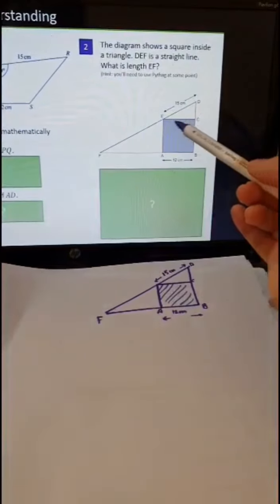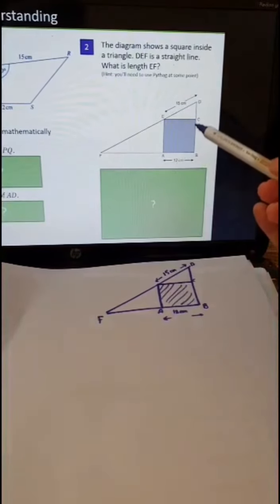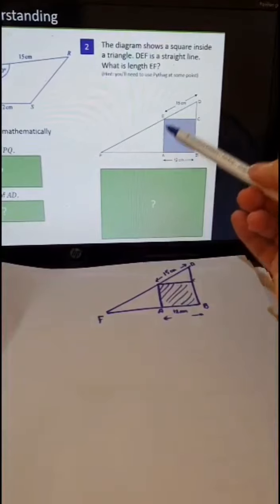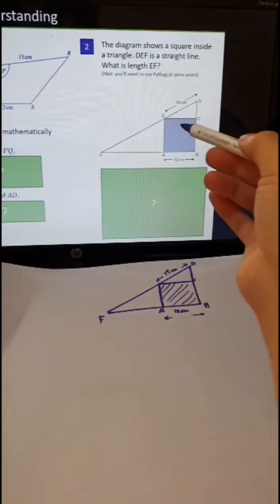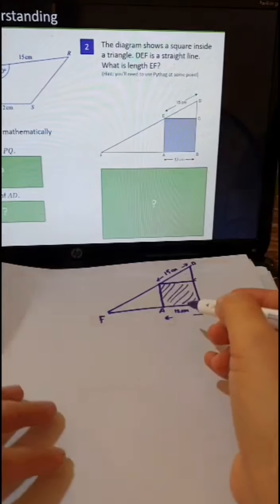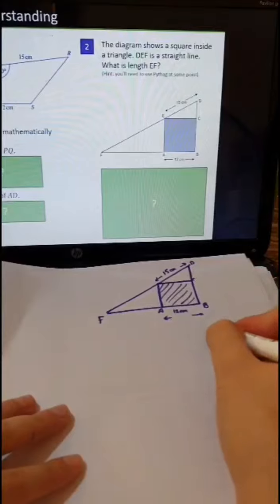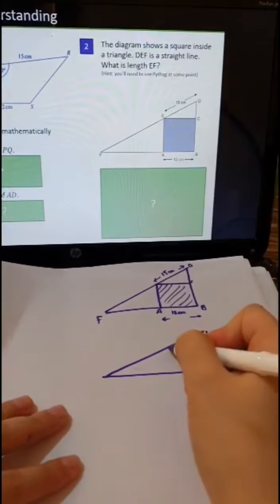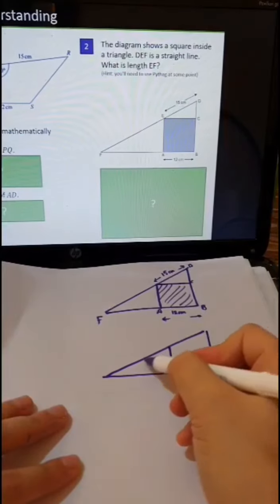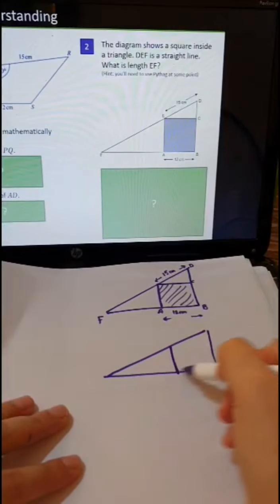Because they give me here that this is a square, I can say that this side is parallel to this side. We know that the opposite sides in a square should be parallel every time, and the measure of the angle should be 90 degrees in the square. So if I draw this shape in another way, like this, we're going to get a small triangle and a big triangle.